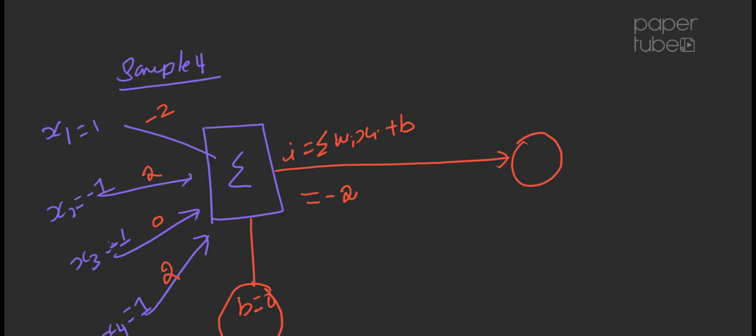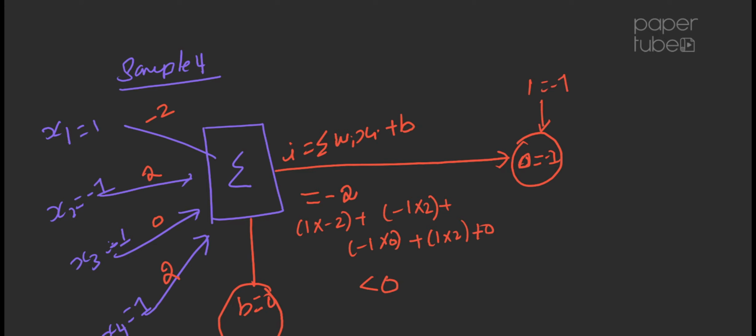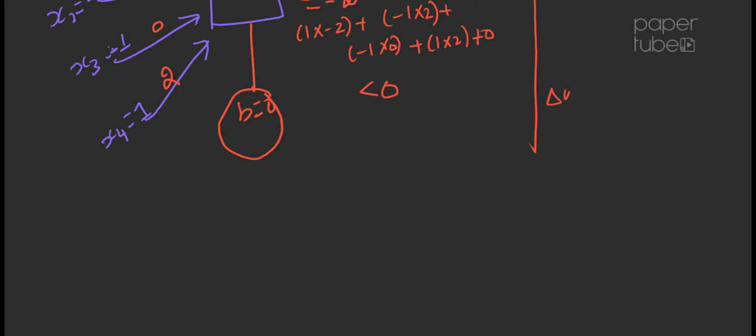So you have to multiply 1 into -2 plus -1 multiplied by 2 plus -1 multiplied by 0 plus 1 multiplied by 2 plus 0. That should get -2. This is typically less than 0, so your propagation function should fire an output of -1. And in fact, our target is also equal to -1, which means the change in weight will be equal to 0.